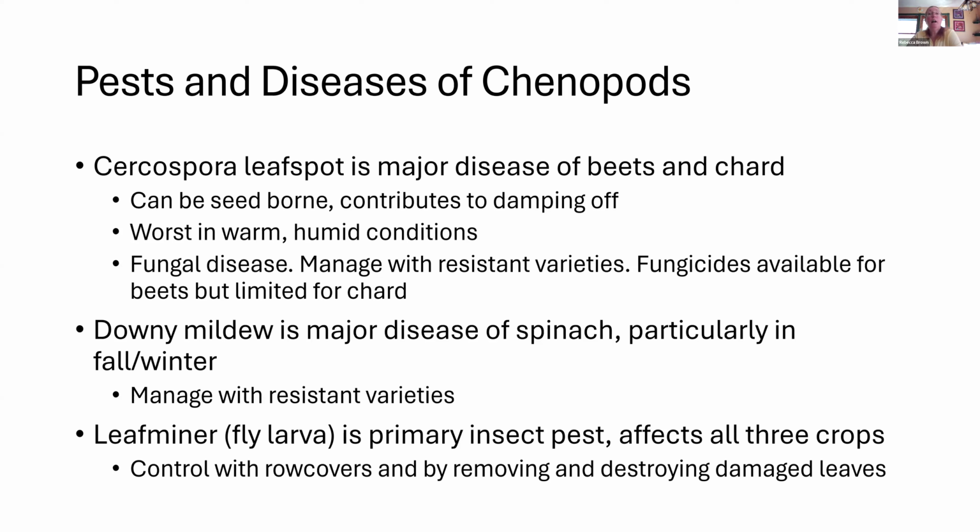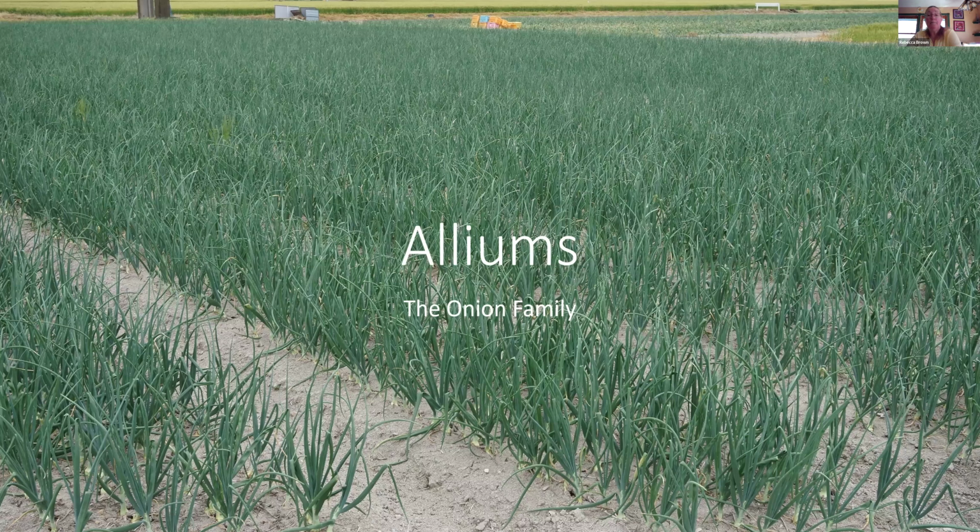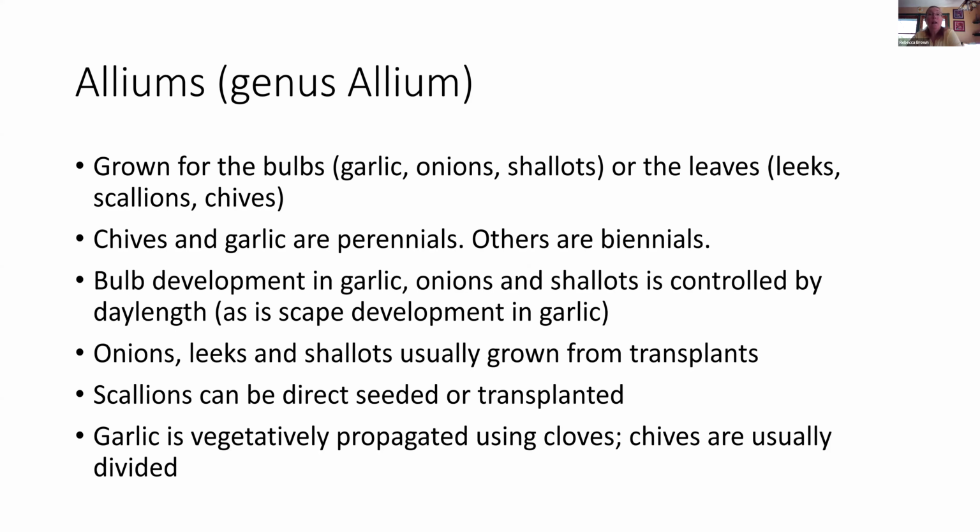Okay, moving on to the alliums. This is the onion family. So all of these are in the same genus. They're all in genus Allium. They're all quite closely related. They are grown either for the bulbs or for the leaves.